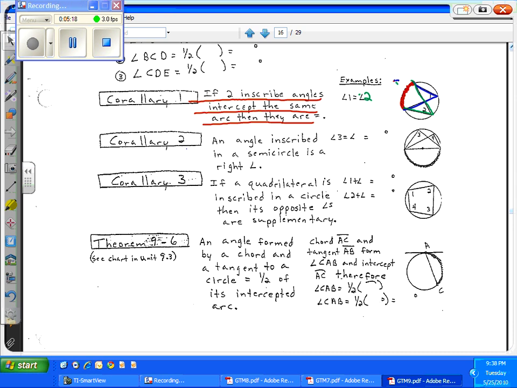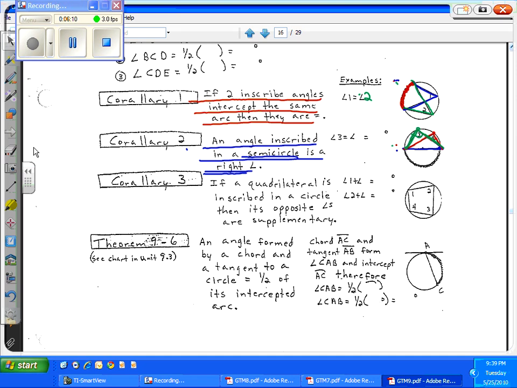Corollary 2. An angle inscribed in a semicircle is a right angle. Why? Well, a semicircle is 180. An inscribed angle is half the arc. Half of 180 is 90. And a right angle is 90. If we draw a semicircle, notice that if you try to inscribe an angle in it, go from one endpoint to a point on the circle back to the other endpoint, it's going to be 90. You could try it again from this endpoint to a point on the circle back to the other endpoint, 90 again. No matter how you do it, it's going to be 90 degrees.